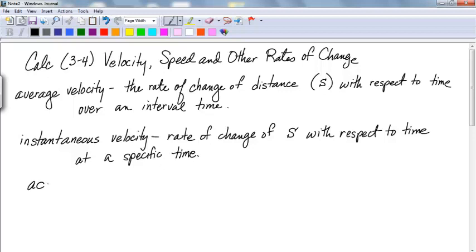Okay, and then the author also talks about acceleration. And I know if you've had physics, you've already talked about all these, right? Velocity and acceleration. But now we're going to do them in terms of derivatives. Okay, acceleration is the rate of change in velocity.